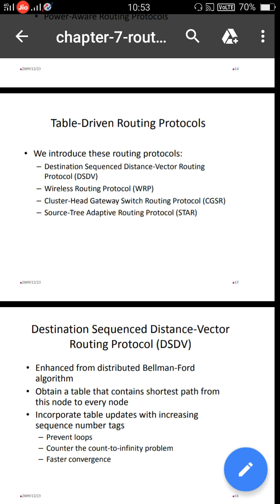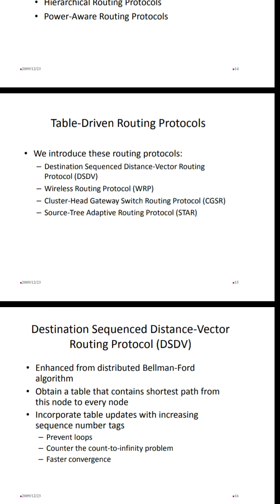Okay, so the examples of the table driven routing protocols are, first one is DSDV, that is a distance vector routing protocol, and second one is WRP, that is a wireless routing protocol, and third one is CGSR, that is cluster head gateway switch routing protocol. So these are the several examples for the table driven routing protocol.